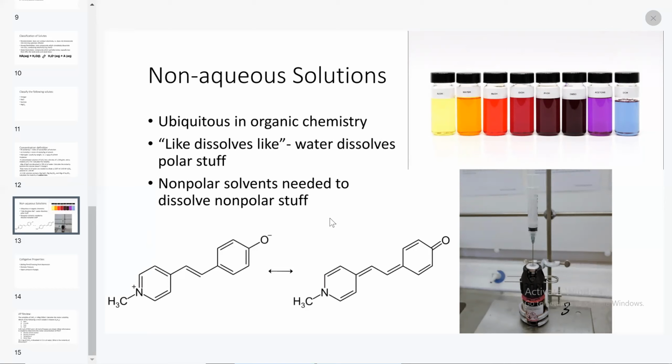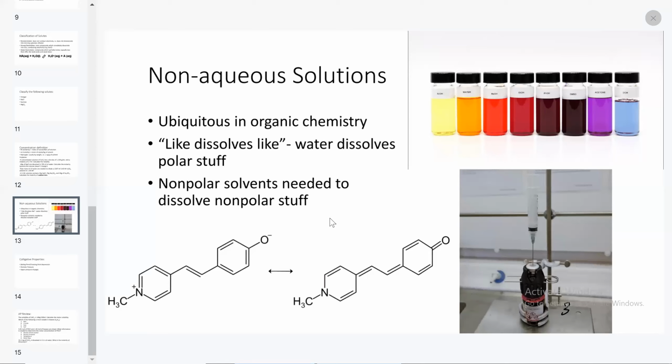So for nonpolar compounds, we want to use nonpolar solvents. For polar compounds, we want to use polar solvents. And this is the idea of like dissolves like. Remember in the last lecture, we talked a little bit about polarity, so electronegativity differences that cause partial charges. Water tends to dissolve polar substances, so for example ethanol, methanol, or glucose.